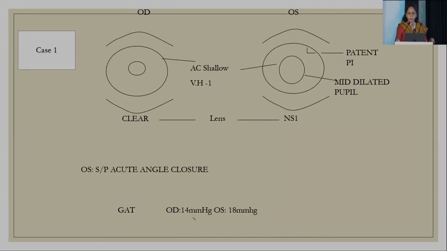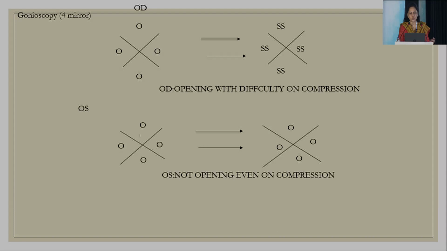So now talking about the different angle closure, where a case was there with a patent PI in the left eye, and the diagnosis was made like status post acute angle closure, pressures were normal, but when the gonioscopy was done after performing a PI, that too was visible and patent, in the left eye you see it's not opening.